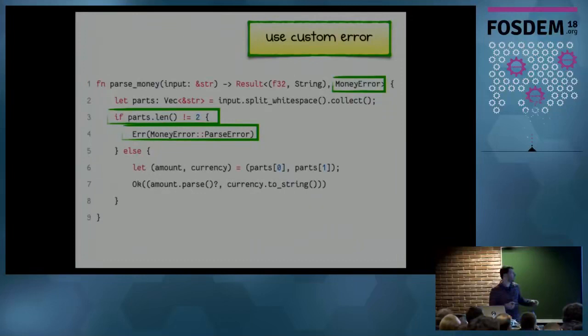You can see that I don't write return anymore, because return is implicit. Everything in Rust is an expression, and the result of the last expression will be returned to the caller. In this case, in line number 4, that's a return, and in line number 7, that's also a return. So you can see that we do this explicit check for 2 elements. And also, you can see that we have a new type here, a custom error, which we call the money error. In this case, the variant of that is a parse error.